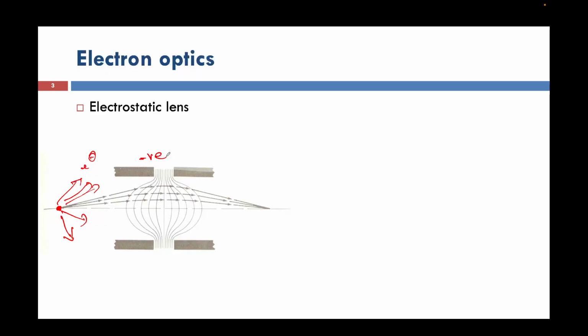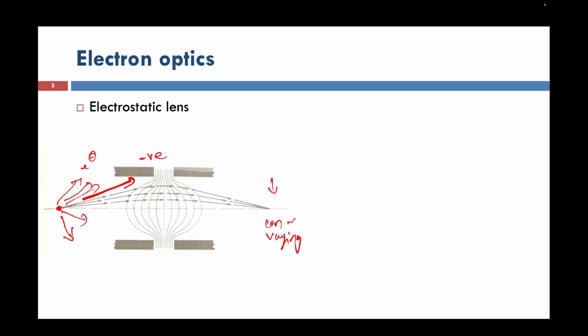Repulsion will happen, and in that repulsion, the electrons which were initially diverging will now all start converging here, right? So this is the mechanism behind the electrostatic lens. Electrons, once they come out of their electron gun or the electron source, will start to diverge.